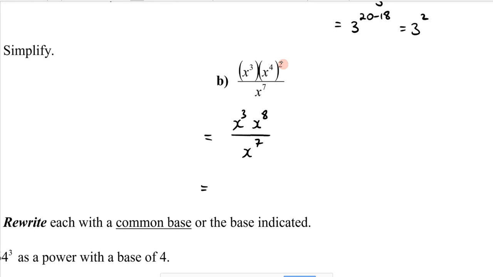I can simplify the top. These two x's are being multiplied, so add their exponents. So 3 plus 8 is 11. So x to the power of 11 divided by x to the power of 7. Now the two powers are being divided, so I have to subtract their exponents. And we just check they are the same base, so we're good there. So rewrite the base x. 11 minus 7 is 4.